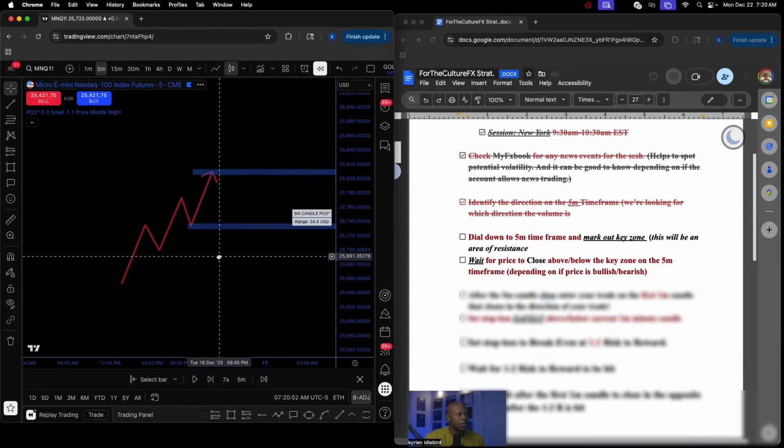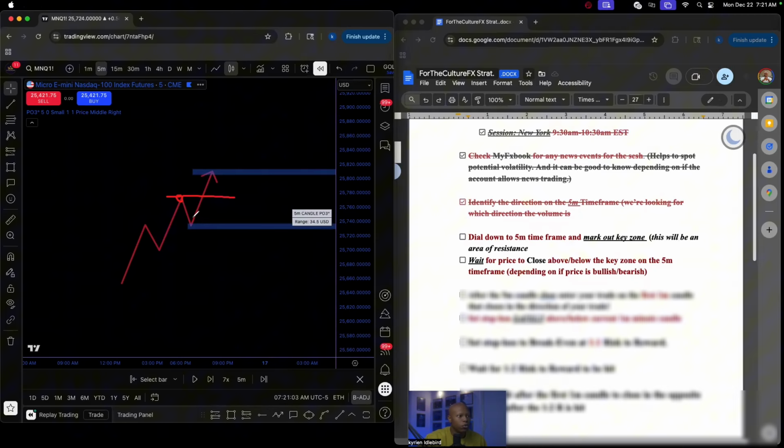So what is a key low and what is a key high? Let's explain this real quick here. If price is creating this bullish market structure, you can see this was our previous high. Price pushed and broke through this previous high to create this high up here. This is going to be my key high.